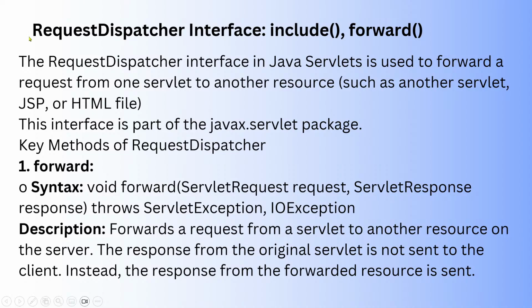Now the next is the request dispatcher interface, which contains the include and forward methods. Okay, so the request dispatcher interface in Java servlet is used to forward a request from one servlet to another servlet or another resource. And that resource can be a JSP file or an HTML file.